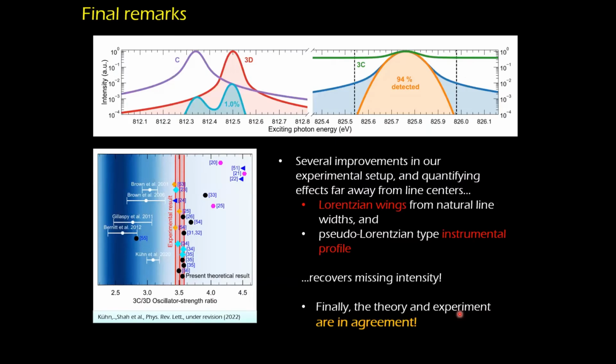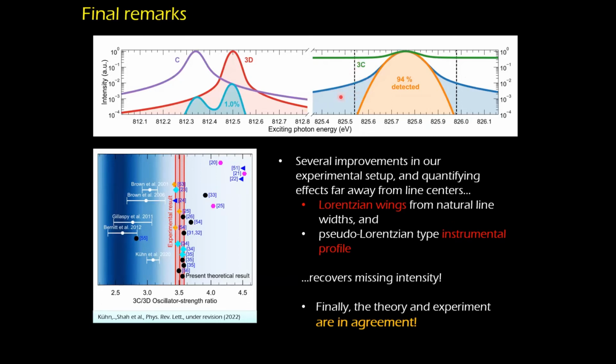With several improvements in our experimental setup, we started quantifying the effects which are very far from the center of the line, especially these Lorentzian wings, which can come from the natural line width of the transition 3C.